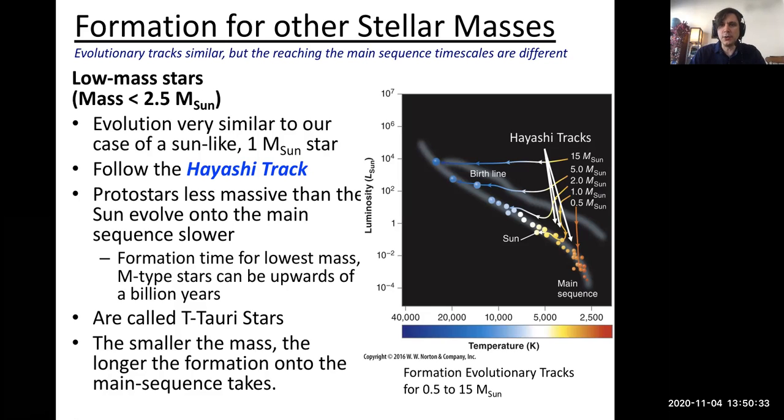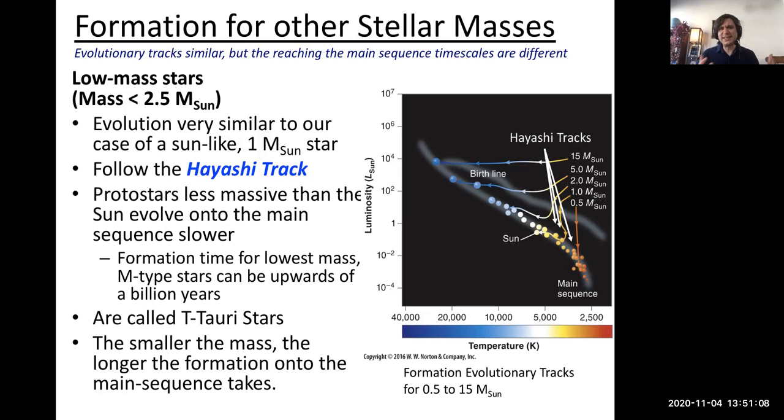So our lower mass stars follow a Hayashi track. They all look similar, but carve out a different space on the HR diagram. So you can see the 2 solar mass one, the Hayashi track is not exactly the same as, say, a 1 solar mass. But overall, they're mostly the same. We are seeing these Hayashi tracks. And since we are talking about protostars on a Hayashi track, we call these ones T-Tauri stars when they're in their protostar phase. And the lower the mass, the longer the formation.